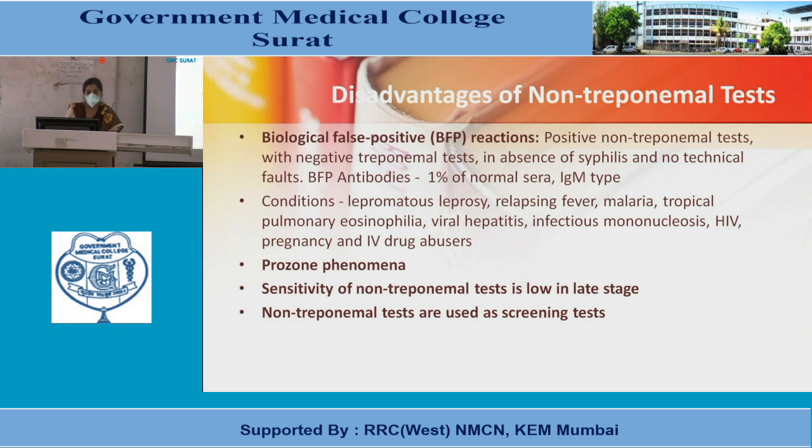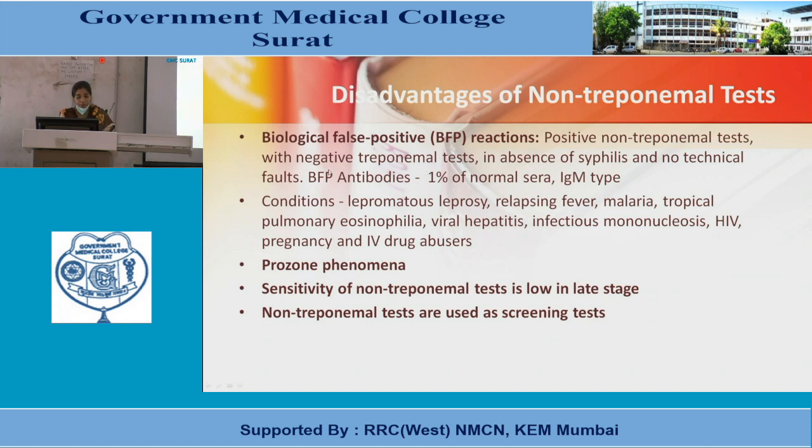Disadvantages of the non-treponemal test are the biological false positive (BFP) reactions, which are a positive non-treponemal test with a negative treponemal test. In the absence of syphilis and no technical fault, it is called a biological false positive. Biological false positive antibody is found in 1% of normal sera and is of IgM type. They can occur in conditions like lepromatous leprosy, relapsing fever, malaria, tropical pulmonary eosinophilia, viral hepatitis, infectious mononucleosis, HIV, pregnancy and IV drug abusers.